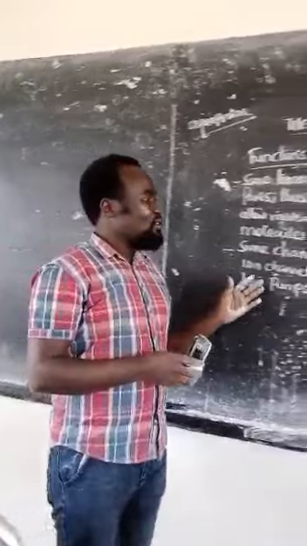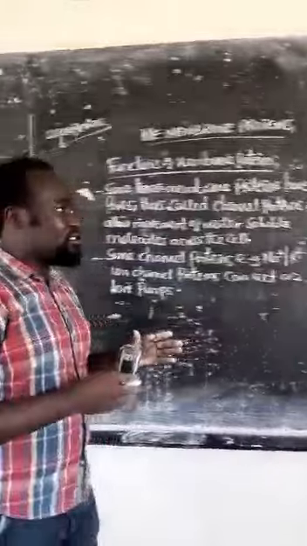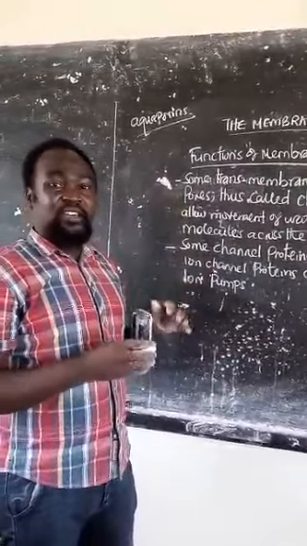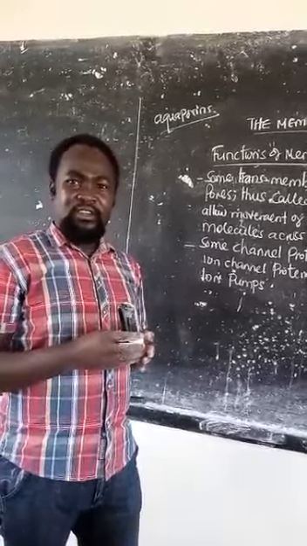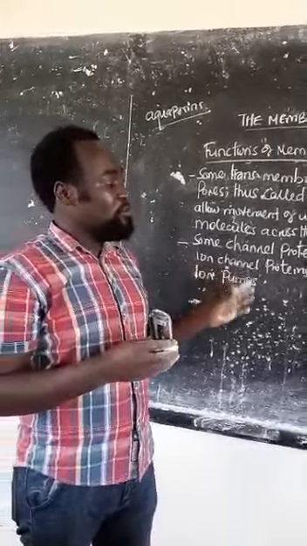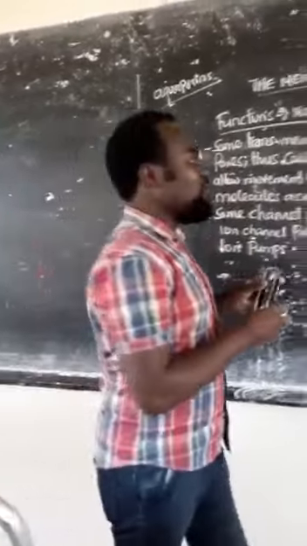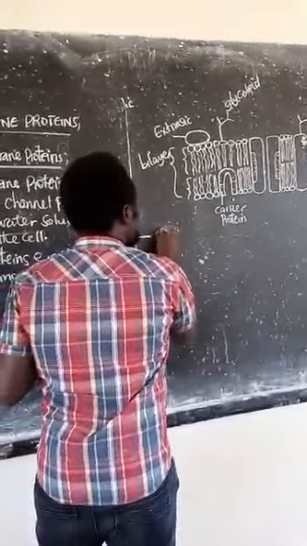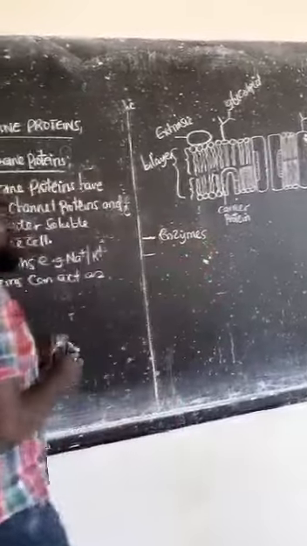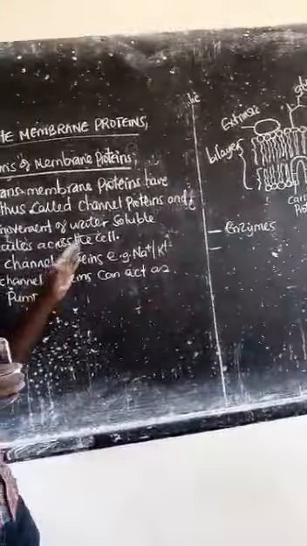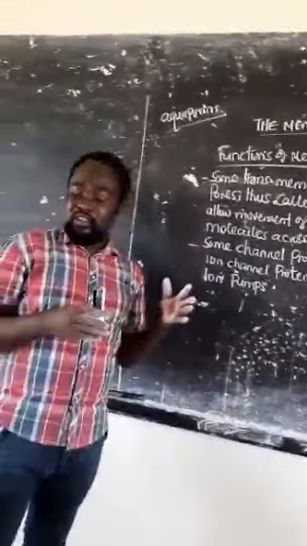Then thirdly, we may look at proteins still within the membrane, like those within the mitochondrial membrane. Those ones can act as enzymes to catalyze very many reactions, like the enzymes involved in the electron transport system within the mitochondria.